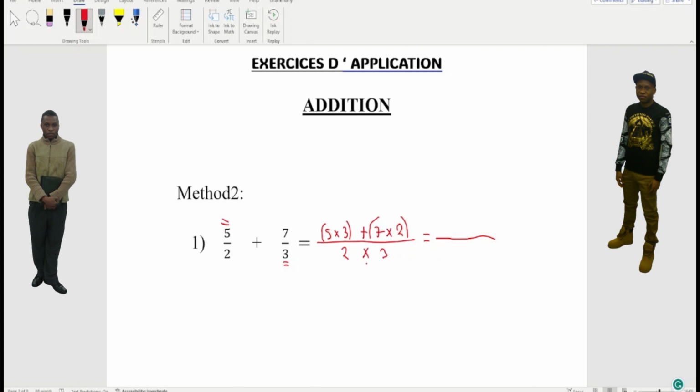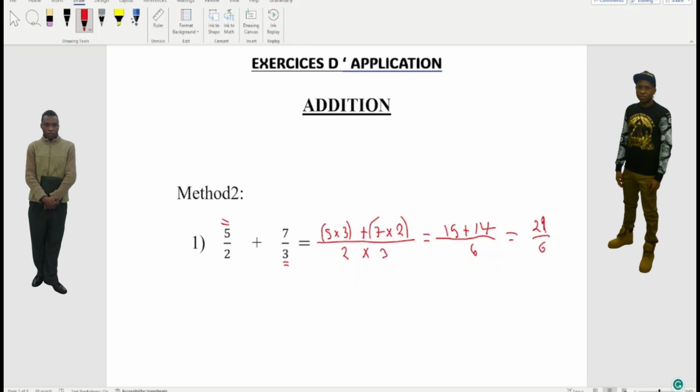We multiply 2 times 3 equals 6. Now 5 times 3 equals, this is what we got. And plus 7 times 2 equals 14. And when we add it, 15 plus 14 equals 29. Don't forget this 6.